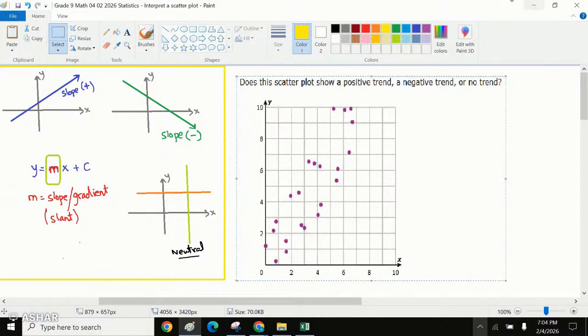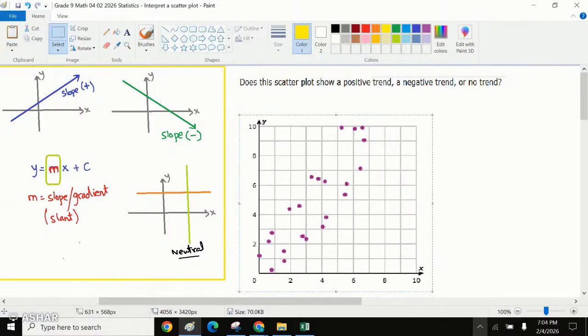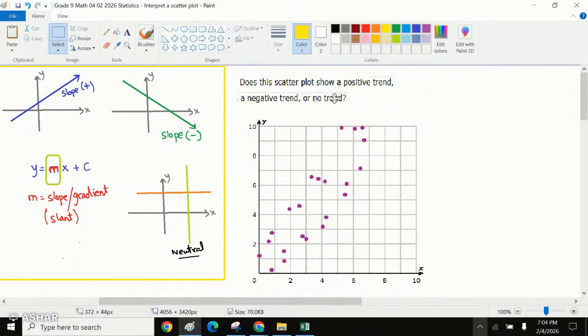Okay, if this is given to us, they're asking us whether this has a positive trend or a negative trend, right? Or no trend. That means it would be neutral. Let's use these specific words. So what we need to do in a scatter plot is random points are given to us. Random values have been generated.